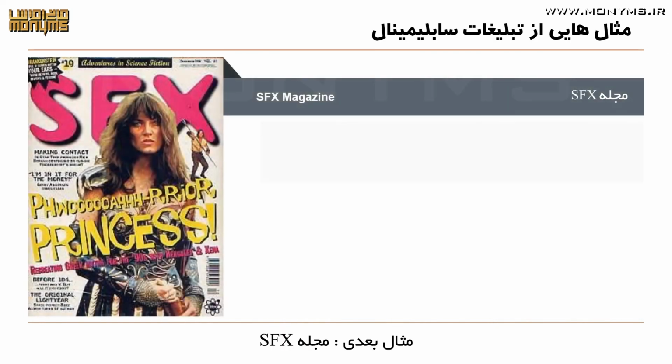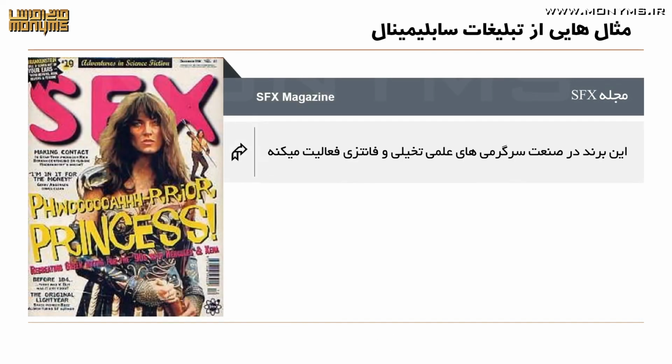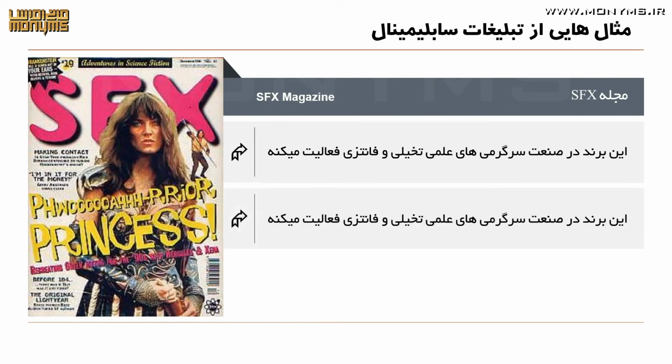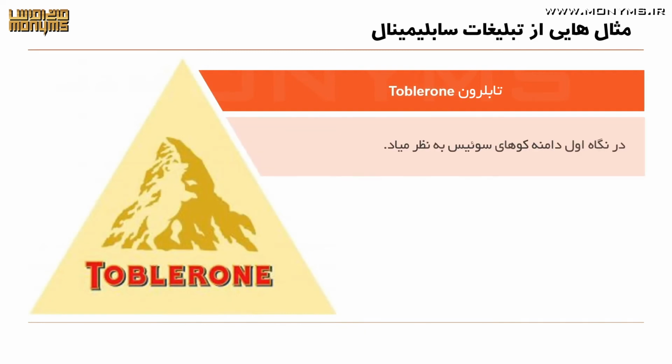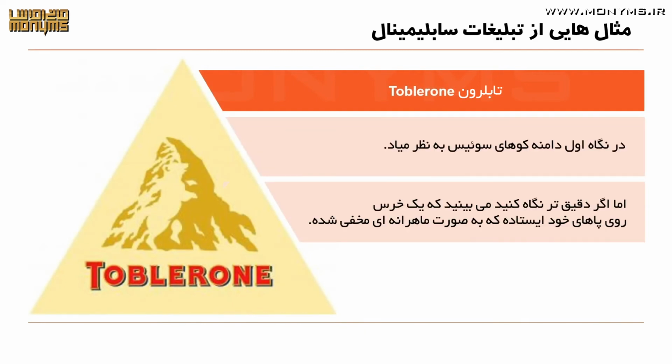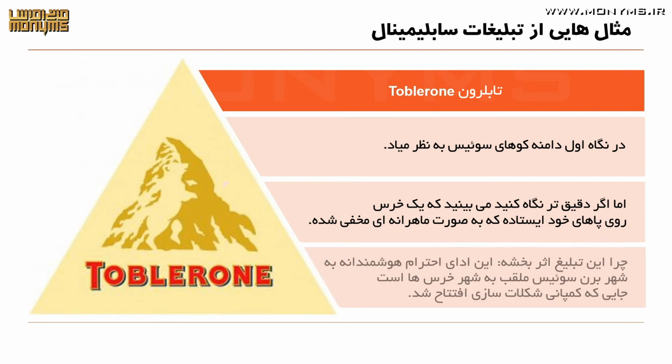Next, the SFX magazine. SFX magazine pivots around fantasies and sci-fi entertainment, but that isn't evident from its cover. Its cover is designed to make SFX look like sex, especially with the cover page featuring women. Next, Toblerone. At first glance, the Toblerone logo looks like your average Swiss mountain range. But take a closer look and you'll notice that the logo features a bear standing on its hind legs, expertly hidden in the design. Why it works? This is a clever tribute to the Swiss city of Bern, nicknamed the City of Bears, where the chocolate company was founded.